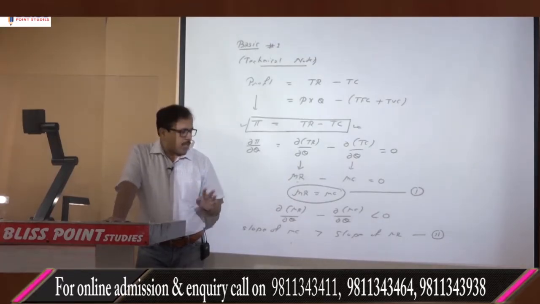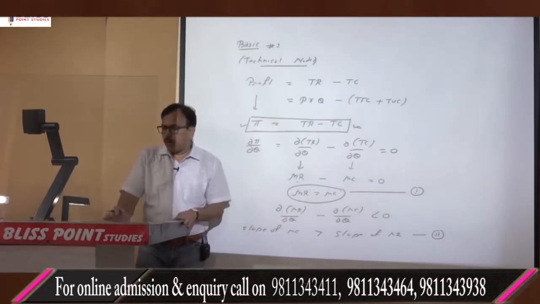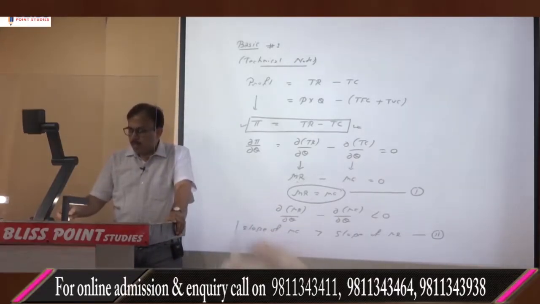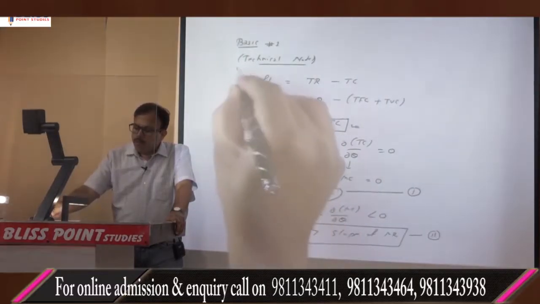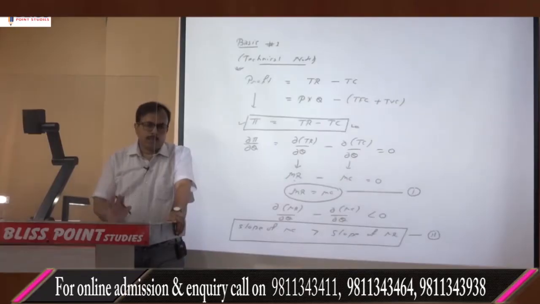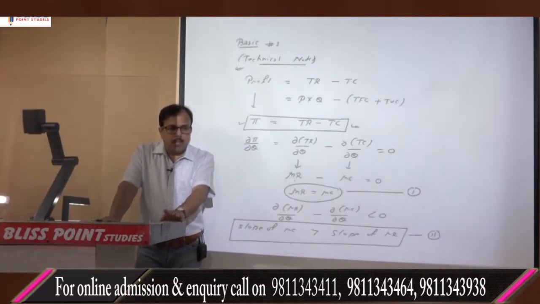Now in simple words it is known as MC cuts MR from below. That you will find written in some books, but technically it is slope of MC greater than slope of MR. So follow this first technical note and always remember it. Whenever we want to maximize profit in any market, perfect competition or oligopoly or monopolistic, the profit will get maximized when the firm produces that much output where marginal revenue is equal to marginal cost.